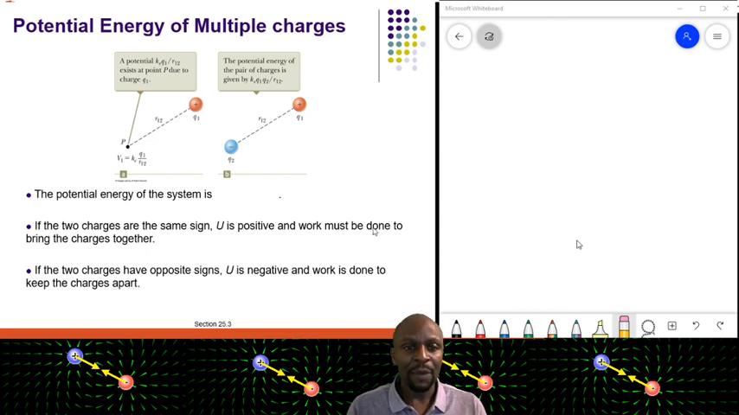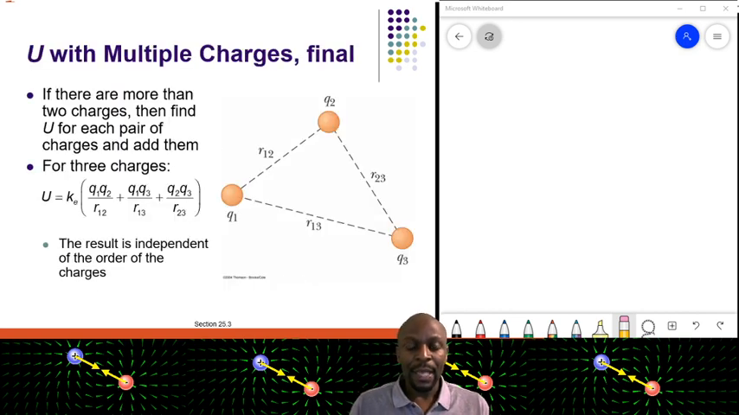Now, if two charges have the same sign, U, the potential energy, is positive, and work must be done to bring the charges together. However, if the charges have opposite signs, U is negative, and work is done to keep the charges apart. Right. Now, U with multiple charges.